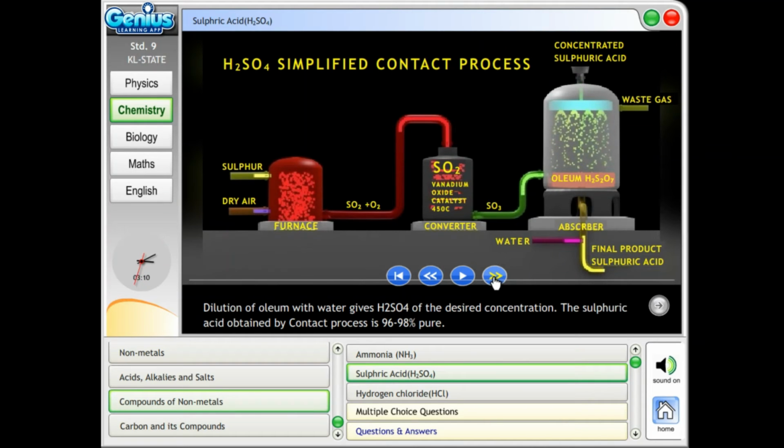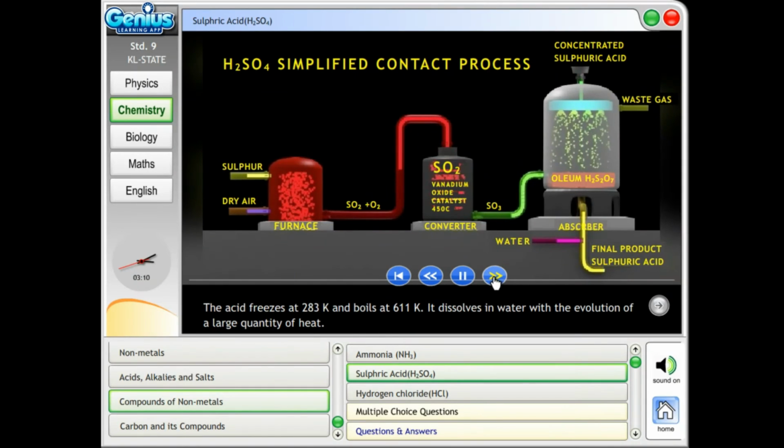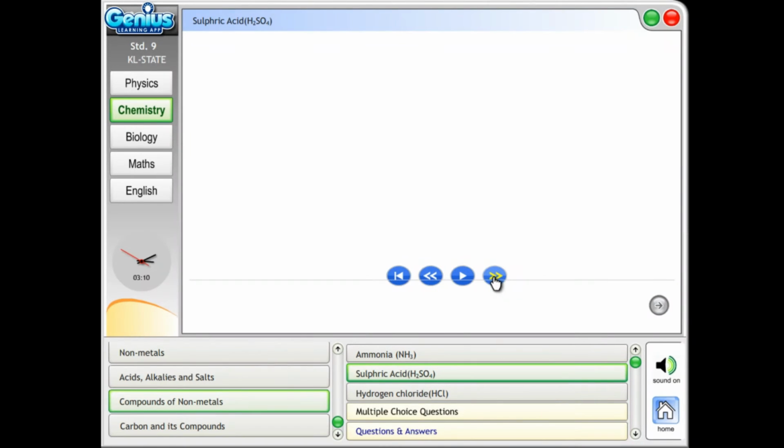The sulfuric acid obtained by the contact process is 96 to 98% pure. The acid freezes at 283 Kelvin and boils at 611 Kelvin. It dissolves in water with the evolution of a large quantity of heat.